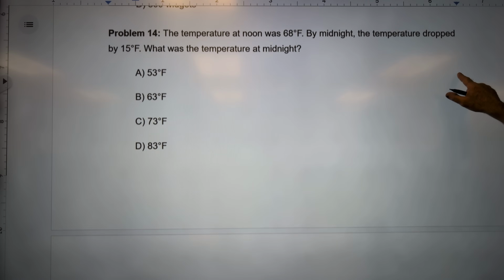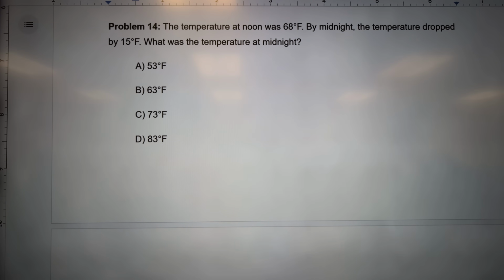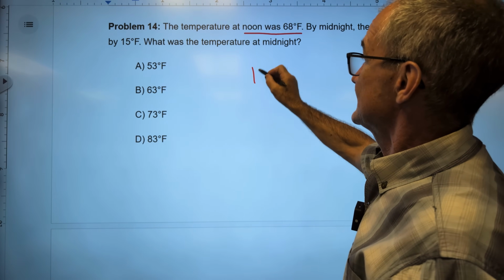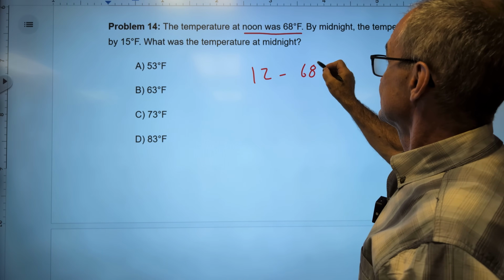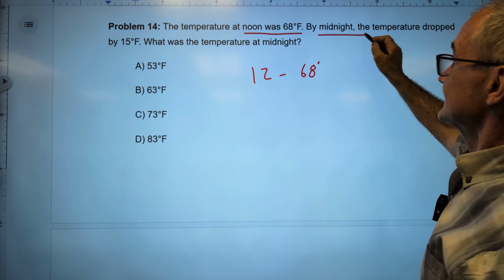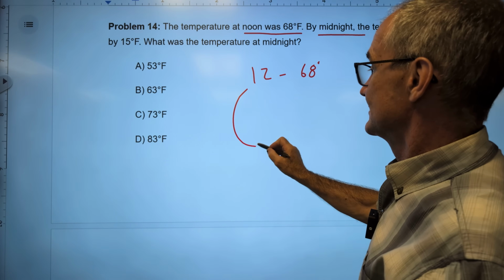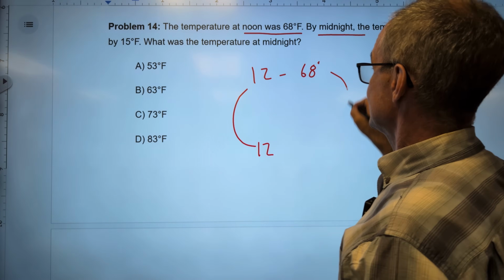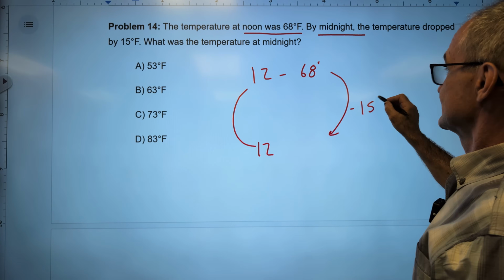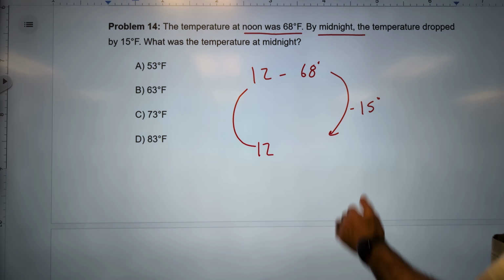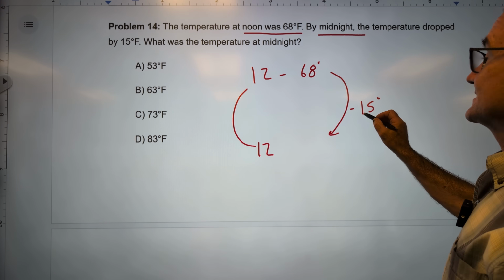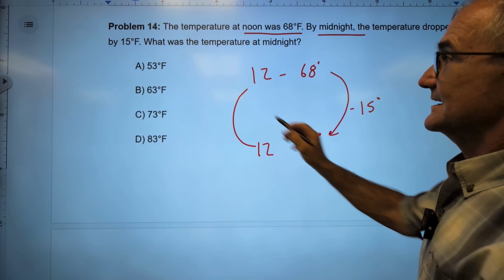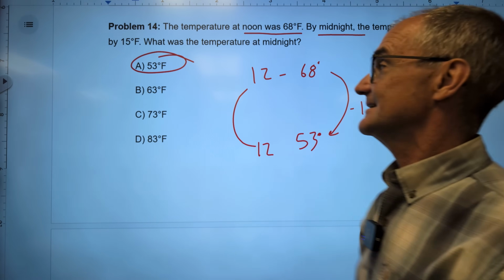Number 14. The temp at noon was 68 degrees. By midnight, 12 hours later, the temp dropped 15 degrees. What was the temp at midnight? So I do 68 minus 15 to get 53 degrees. Correct answer, answer A right there.